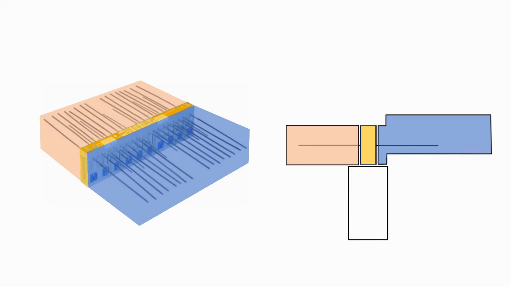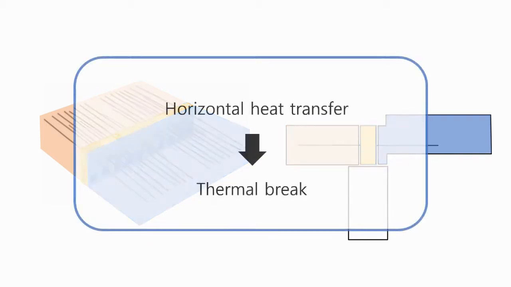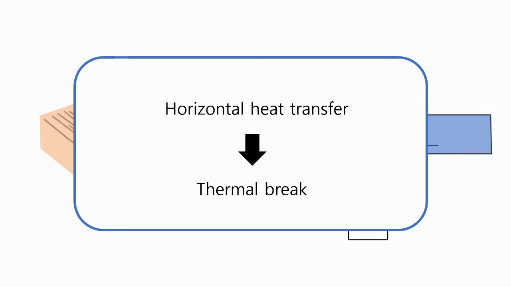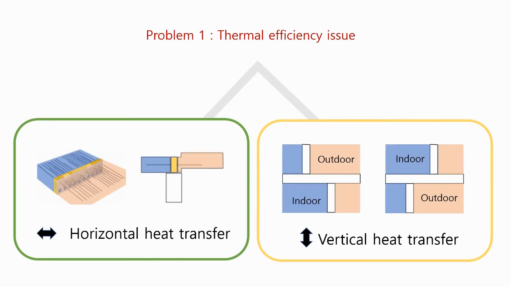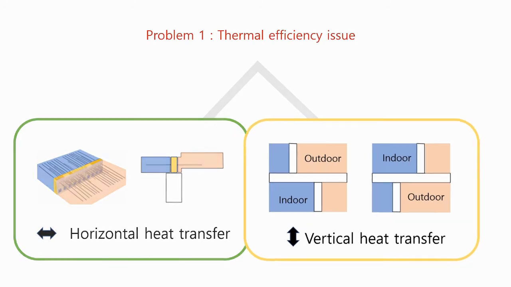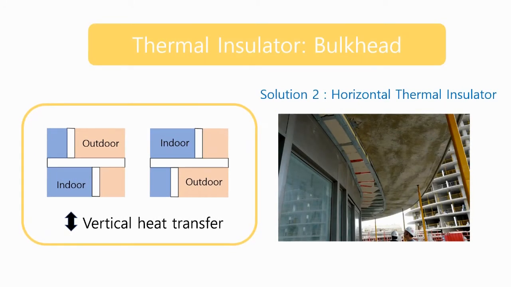Thus, we can notice that the horizontal flow of heat can be adjusted by the thermal break. Let's move on to the solution of vertical heat transfer, the bulkhead, a thermal insulator. The bulkhead is used to prevent vertical heat transfer.